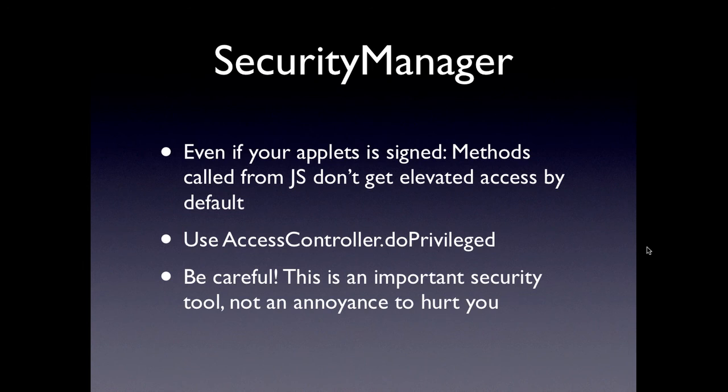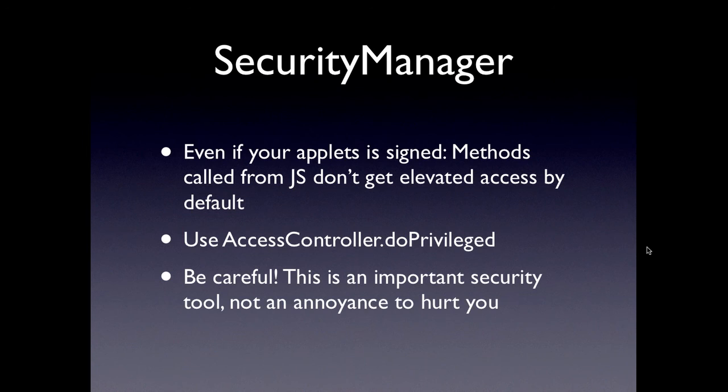As one thing, even though the applet itself runs without a security manager once it's signed, methods that are called by JavaScript don't get the elevated access by default. So if you have a method called read file, and you call that from JavaScript, then this method will run with the default Java security manager, so it will not get access to the file system. That's not much of a problem though, because there is AccessController.doPrivileged, that takes an inner class with a method, and then this method runs without the security manager.